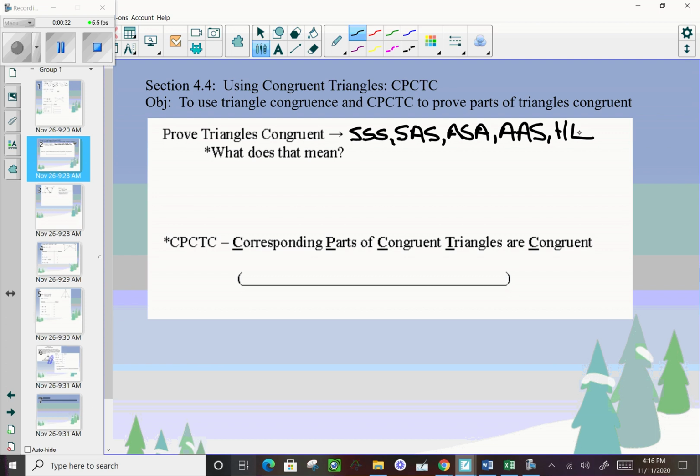What does it mean when we prove triangles congruent? Well, it does mean that all the triangle parts of the 2 triangles are congruent. And that is turned into a phrase in geometry, which is said corresponding parts of congruent triangles are congruent. What does that mean? It just means that the parts are congruent if the triangles are.